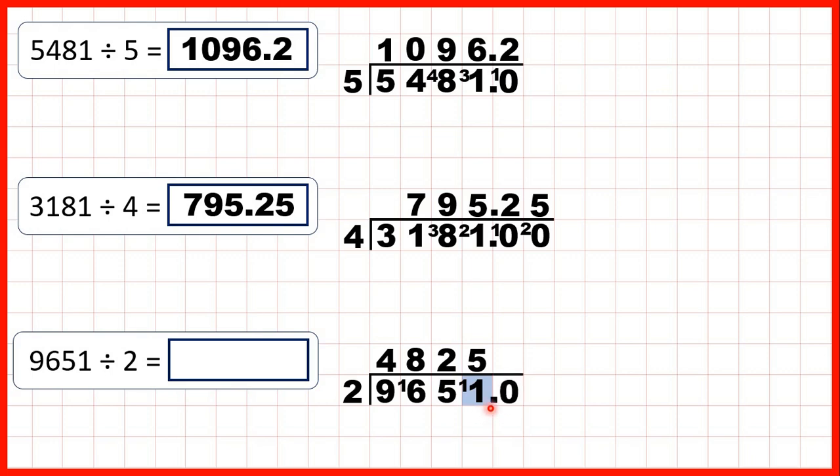So we extend with a point 0, copy up the decimal point and write our remainder 1 in front of the tenths digit. So that gives us 10 tenths, and when we divide that by 2 we get 5. So our answer is 4,825.5.